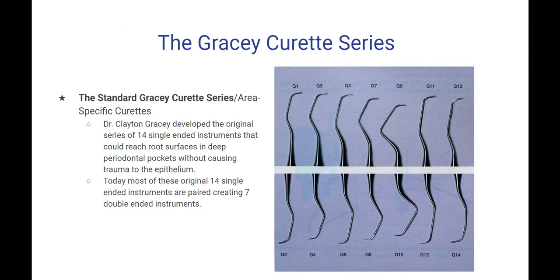The Gracey Curette series. Standard Gracey Curette series, area-specific curettes. Dr. Clayton Gracey developed the original series of 14 single-ended instruments that could reach root surfaces in deep periodontal pockets without causing trauma to the epithelium. Today, most of these original 14 single-ended instruments are paired, creating 7 double-ended instruments. For example, the 1-2 Gracey, 3-4, 5-6, 7-8, 9-10, 11-12, and 13-14.